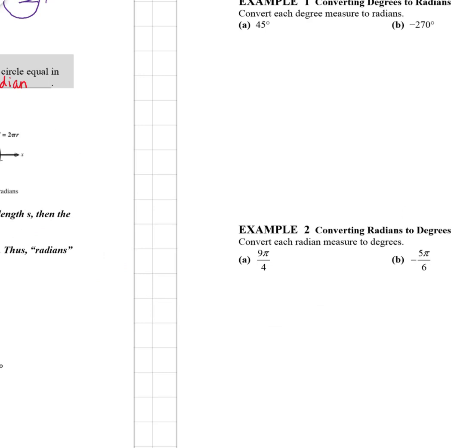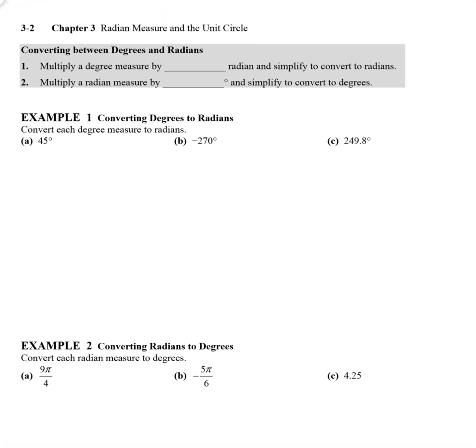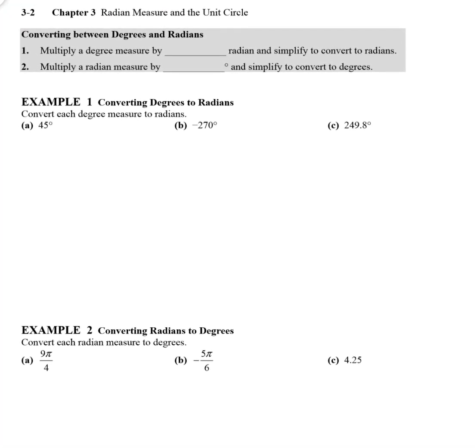Now we're going to do some conversions between radians and degrees. And so we're going to multiply a degree measure by pi over 180 and simplify to convert to radians. Or if we have a radian measure and we want to convert it to degrees, then we just multiply by 180 degrees over pi, since pi radians and 180 degrees are the same measure of the angle.